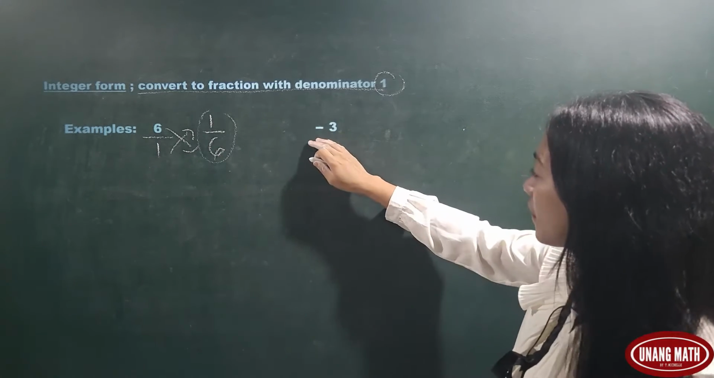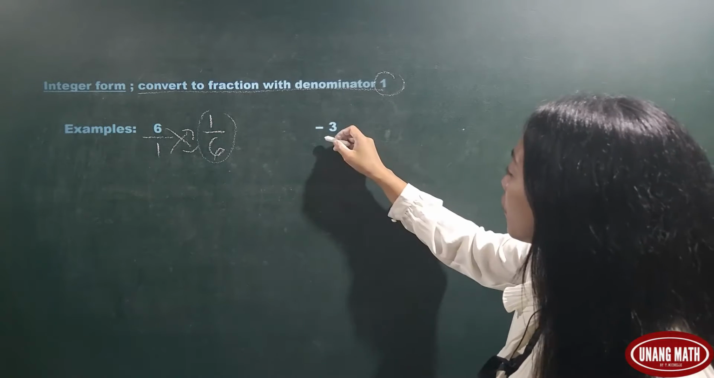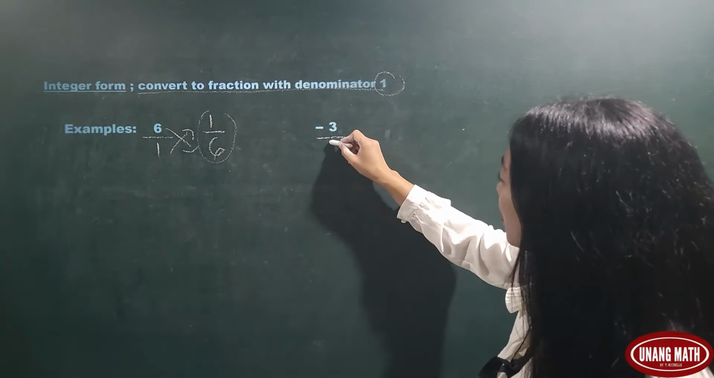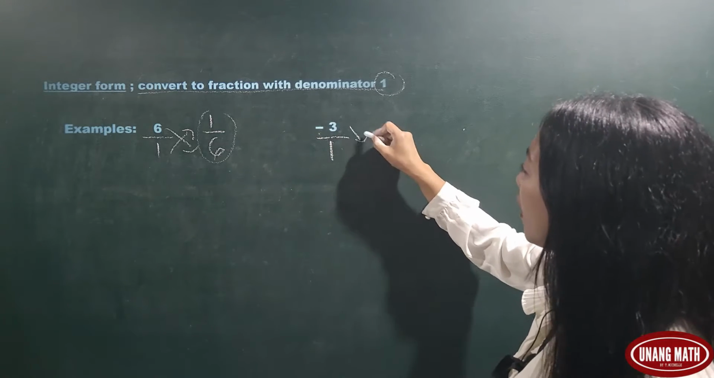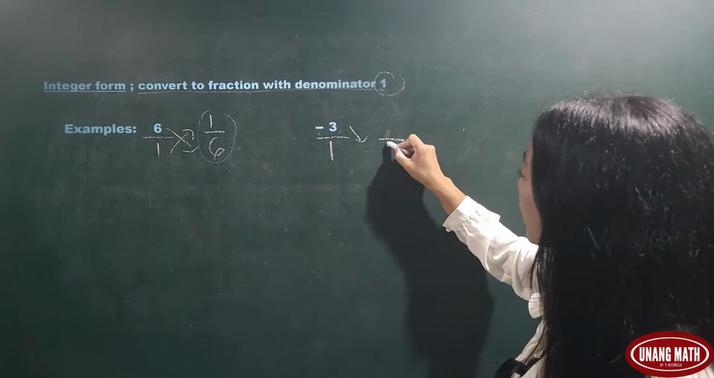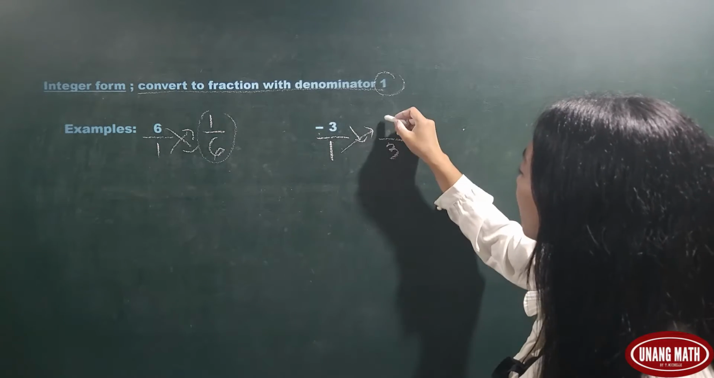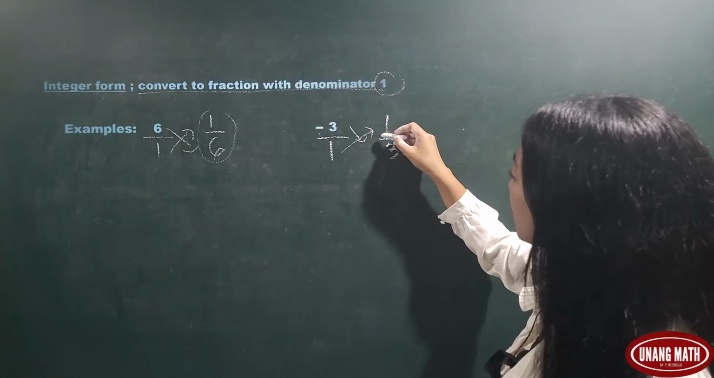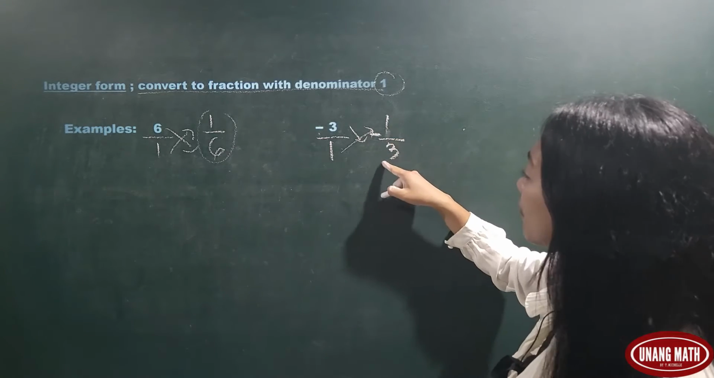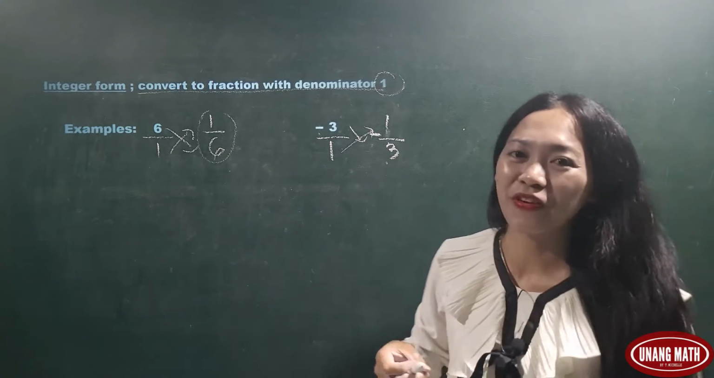Next example, negative 3. Write it as a fraction with the denominator of 1. So, negative 3 over 1. 3 becomes our denominator, 1 is the numerator. Since this is a negative number, the reciprocal is also a negative number. So, negative 1 over 3.